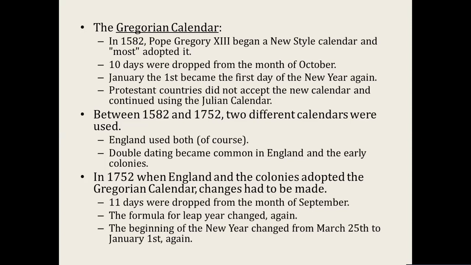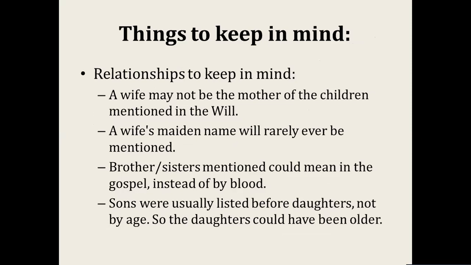In 1752, when England and the colonies adopted the Gregorian calendar, they had to make changes. So 11 days were dropped from the month of September, and the formula for leap year changed again. The beginning of the new year changed from March 25th back to January 1st, which all of that can be a bit confusing. So these are some things to keep in mind.